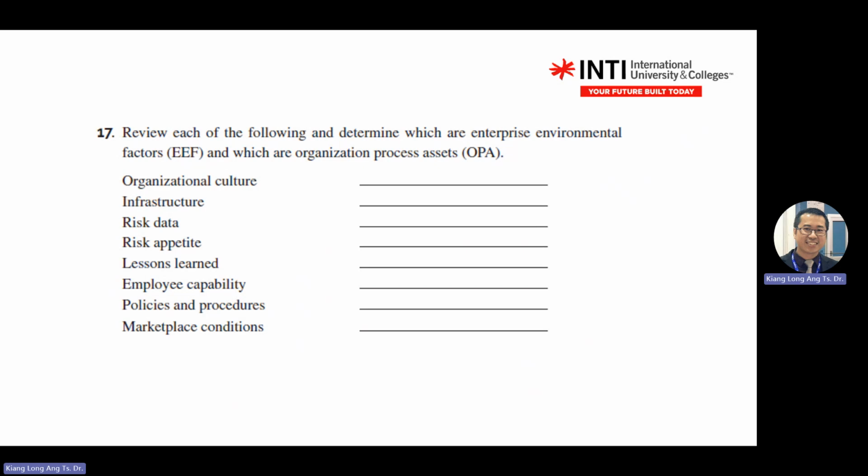17, EEF again, enterprise environment factor. And OPA, organizational process assets. This one is also inside the PM book, the handbook. So this one you just copy lah. Go and read the handbook. So EEF, OPA. Just for a short handwritten note, the sequence is EEF, OPA, EEF, OPA.